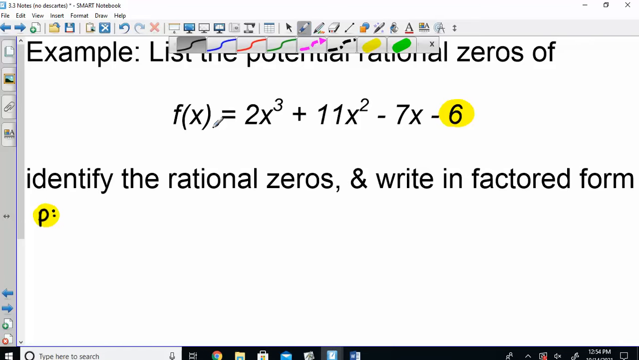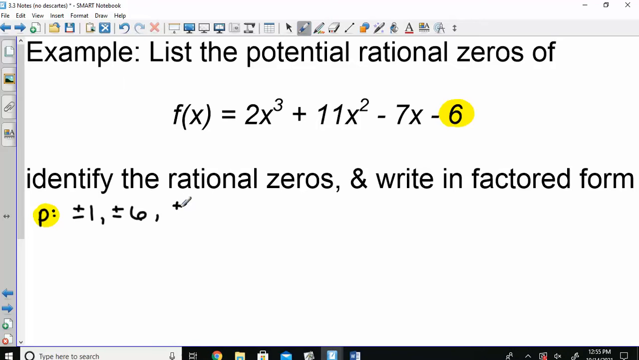So can we agree that every one of these numbers could be positive or negative and it would still divide evenly? Okay. That will always be the case, so we write out all these p's. I just prefer to put plus and minus. So plus or minus 1, plus and minus 6, plus and minus 2, plus and minus 3. That's everything that would divide the 6 without giving me a remainder.